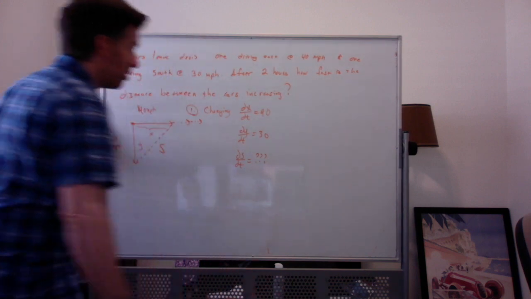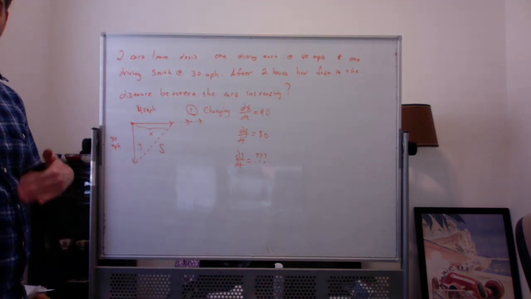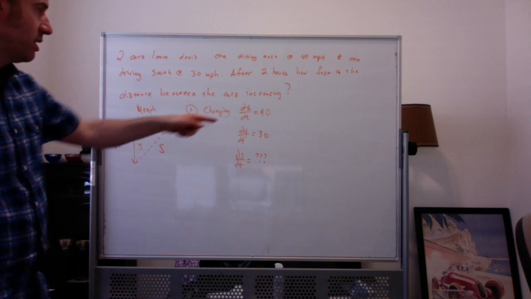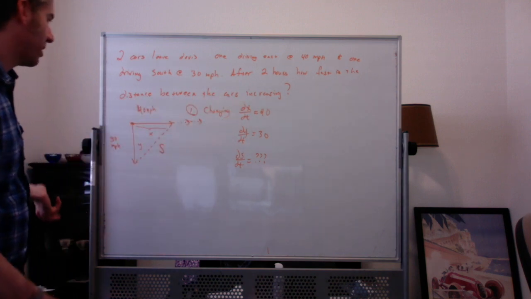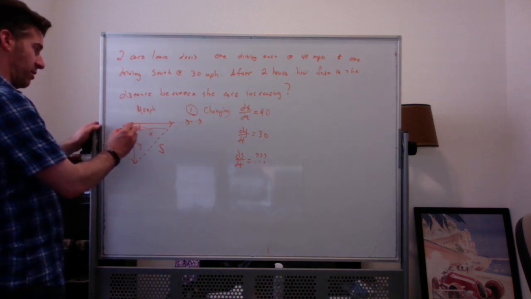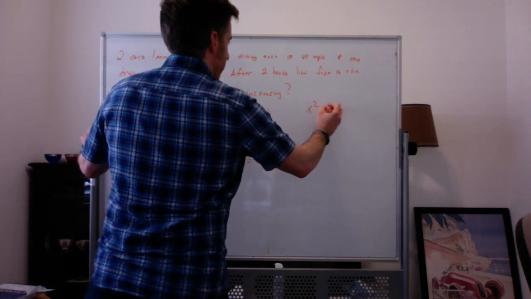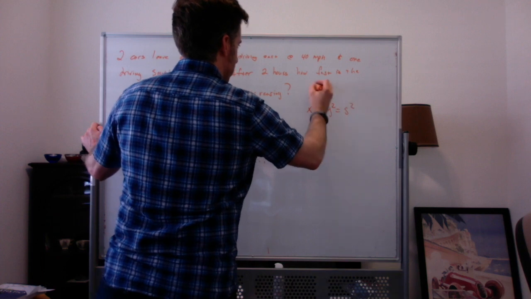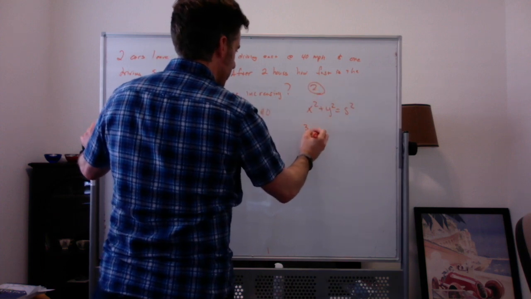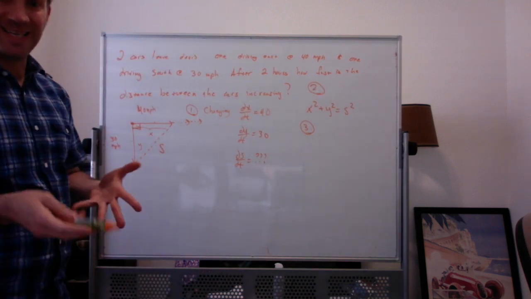And so just like before, we're going to write an equation relating the non-time variables, x, y, and s. Here it's pretty clear, I think, that it's the Pythagorean theorem, right? You've got this squared plus this squared equals this squared. That's step 2. And then step 3 is to differentiate with respect to time, right?